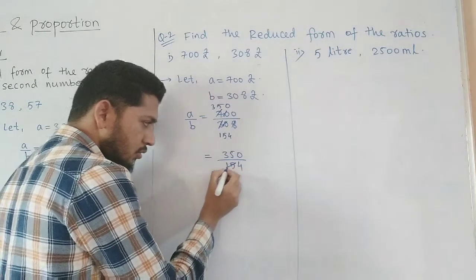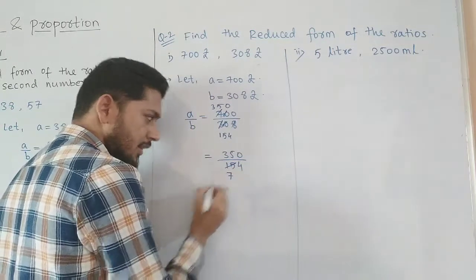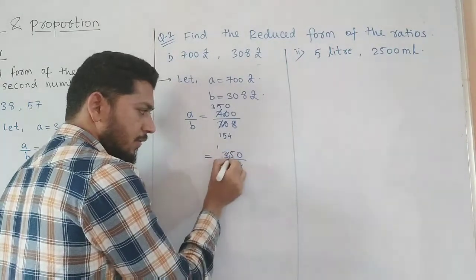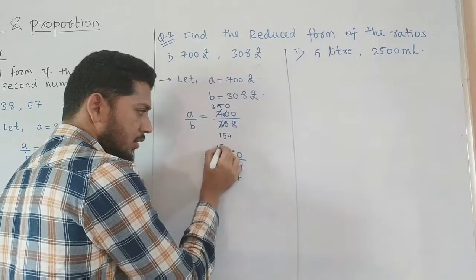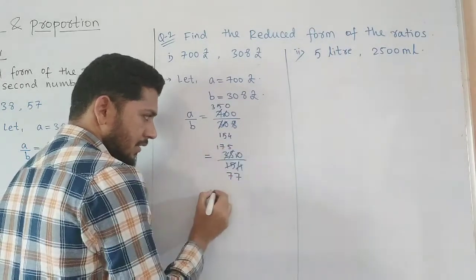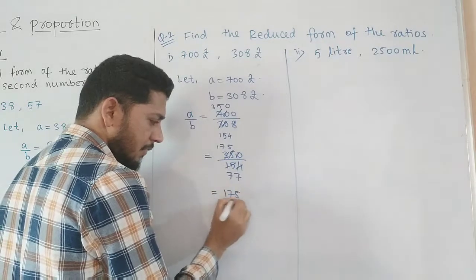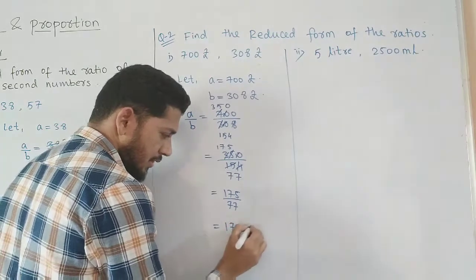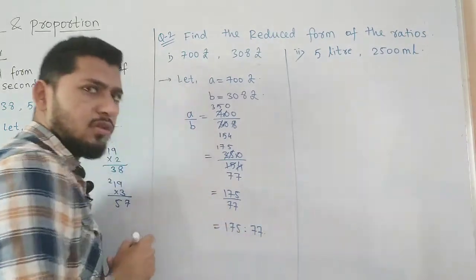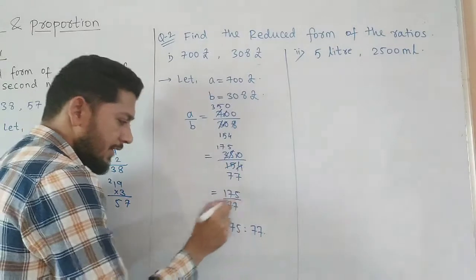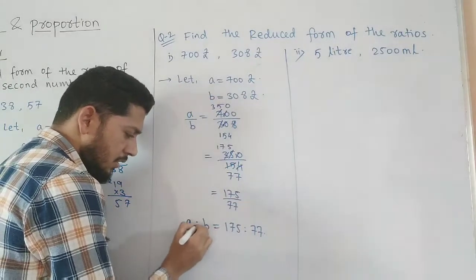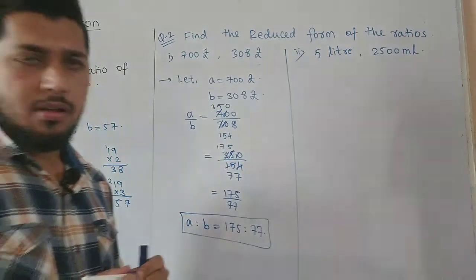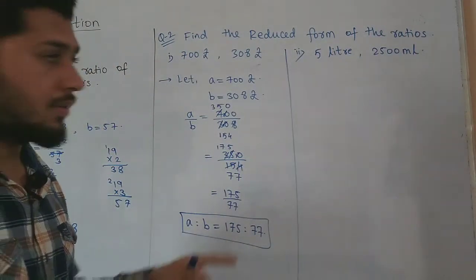So again we'll divide. 2 7s are 14, 1 will be here. 2 7s are 14. 2 1s are 2, 1 will be here. 2 7s are 14, 1 will be here. 2 5s are 10. Finally we get 175 upon 77, and this is the answer. 175 is to 77, because after this we cannot divide these numbers. 5 and 7 are both odd numbers, so there is no division. So this is the answer. This completes the example. Now we'll come to the second question.